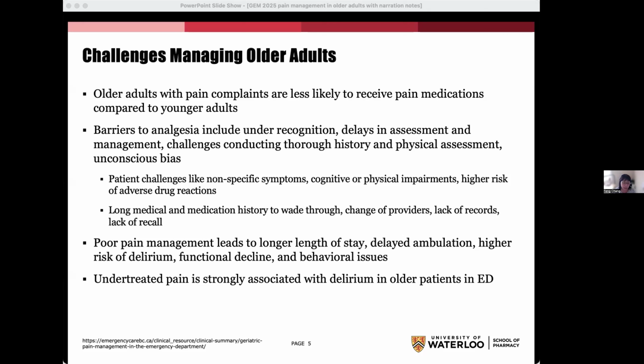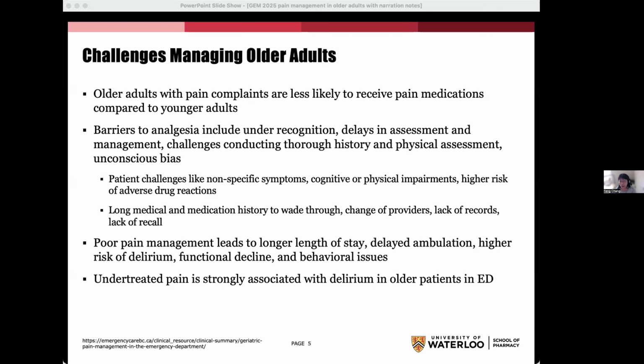And of course, age-related bias can exist among clinicians as well. Research has shown that older adults may be less likely to receive pain medications compared to younger patients. And poor pain management can certainly lead to things like longer lengths of stay and more time immobile, so more time staying in bed, and things like functional abilities will decline.